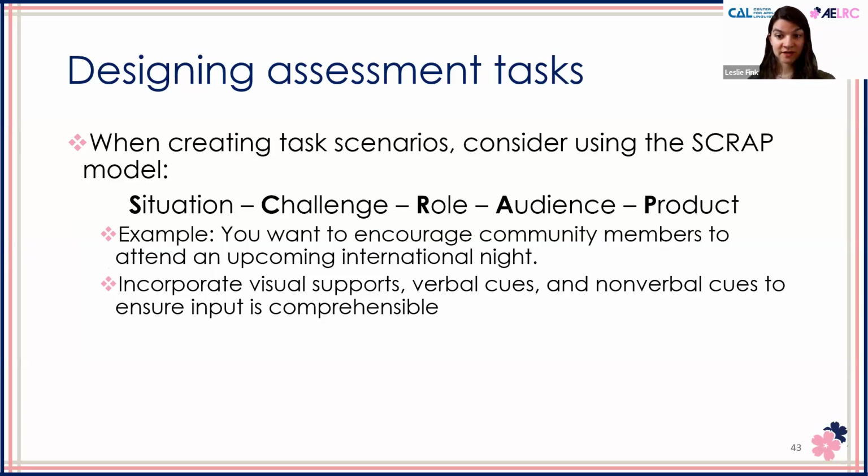So the example we have here is perhaps your school has an upcoming international night and you would like to encourage members of the community to attend, members of the community who speak the language that you teach. In this scenario, the situation is the upcoming international night. The challenge is encouraging those community members to attend and reaching out to them. The student's role is to be the marketing committee for the event. The community is the audience, and the products will be whatever it is that students create to encourage attendance. Those recruitment materials such as posters, messages from the school, local radio announcements. Your imagination is the limit.